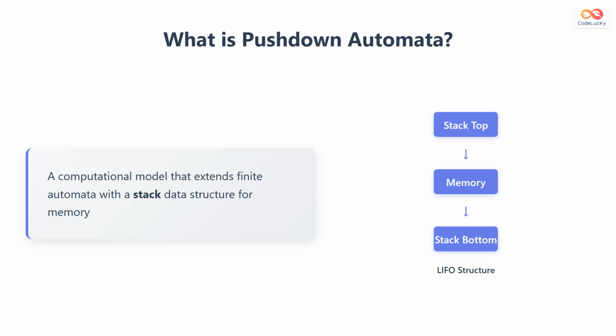The stack operates on a last-in, first-out basis, which is also known as LIFO. As items are added to the top of the stack, the last item added is the first one removed. This structure allows the pushdown automata to remember and recall information, enabling it to recognize a broader class of languages.